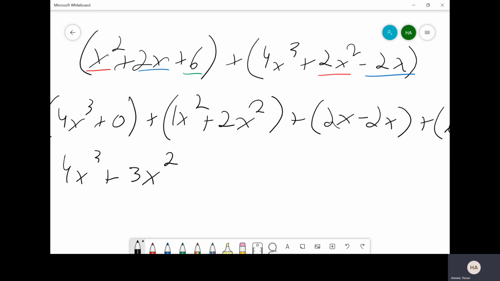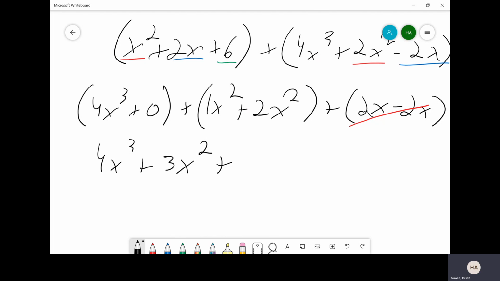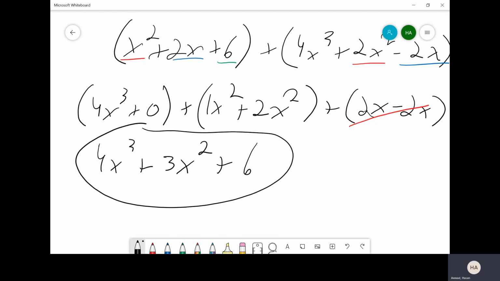We have 2x minus 2x, right? If you remember, we had a 2x plus a negative 2x. So that's the same thing as saying 2x minus 2x. So that's just going to give us 0. They're going to cancel out. So I'm not actually going to write anything down for that one. And last but not least, we have the 6 plus 0. So 6 plus 0 is 6. And this is our final answer. 4x cubed plus 3x squared plus 6.